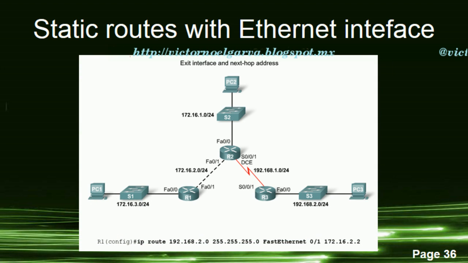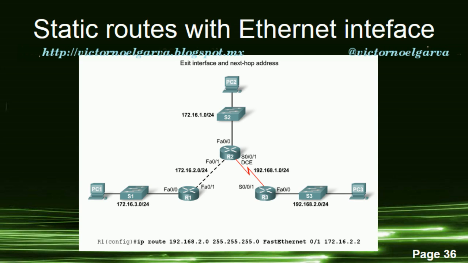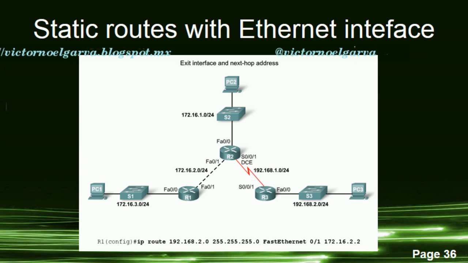Static routes and Ethernet exit interfaces. Let's configure a static route with an Ethernet exit interface instead of a next hop IP address. Change the static route for 192.168.2.0/24 to use an exit interface with this command. ip route 192.168.2.0, 255.255.255.0, Fast Ethernet 0/1.